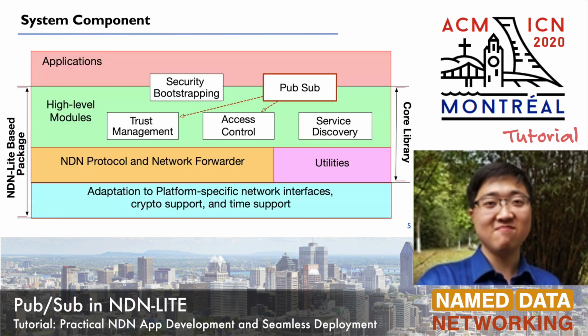Now we come to the system components to see how many modules we have in NDN-Lite and what the position of this PubSub is. We have numerous system components within this NDN-Lite framework. For example, we have implemented access control, trust management, and PubSub as the application-facing interface for data communication. Besides interacting with the NDN forwarder, it also interacts with these two modules to provide built-in security for applications. So when an application uses PubSub to fetch data, the data is secured and authenticated.